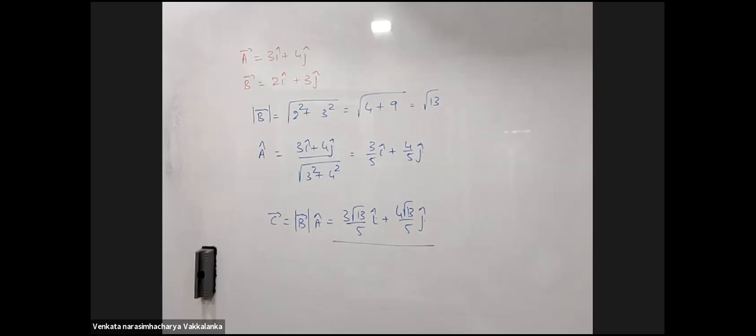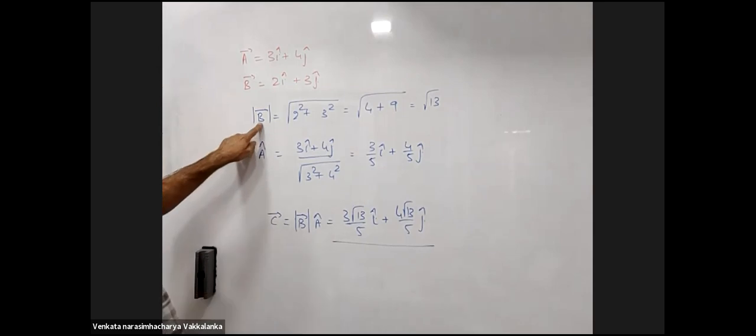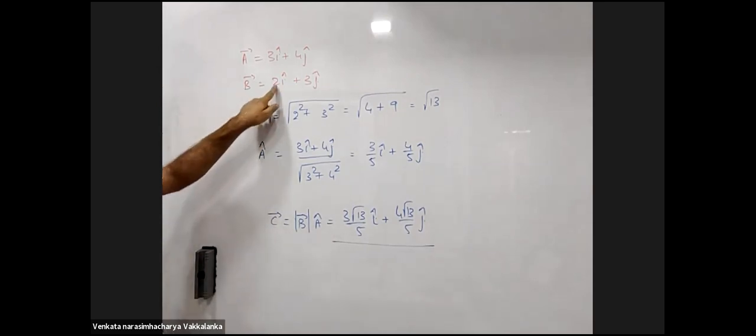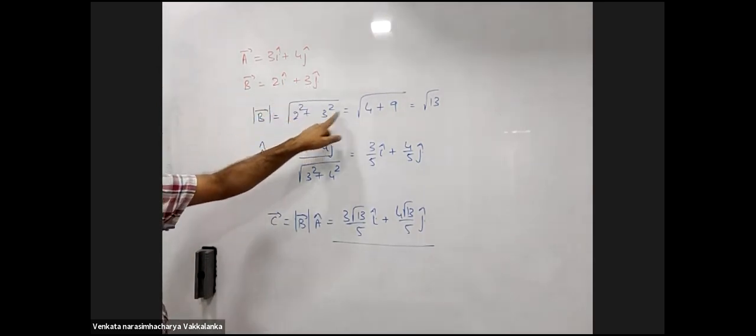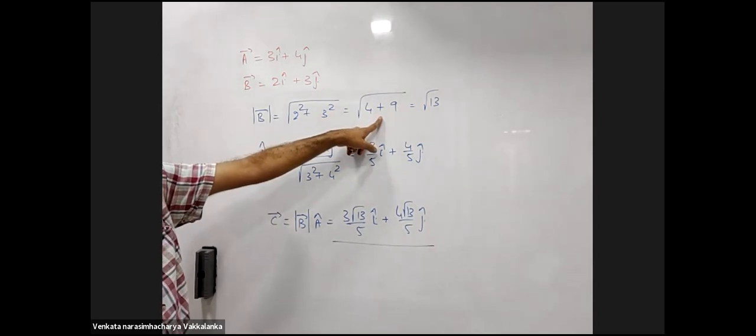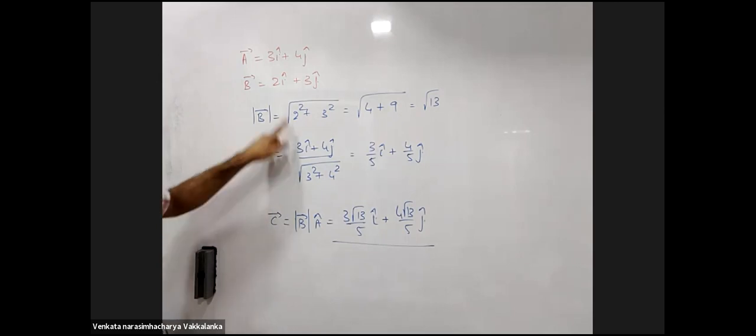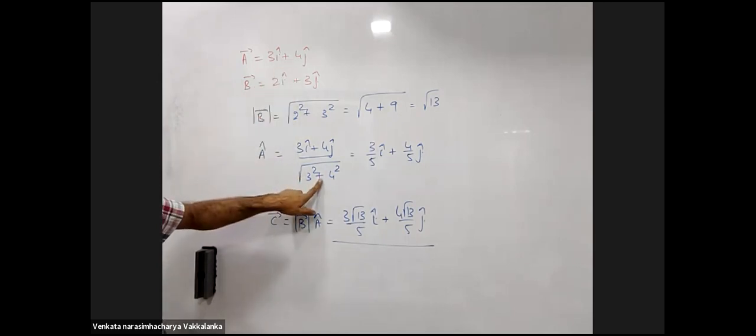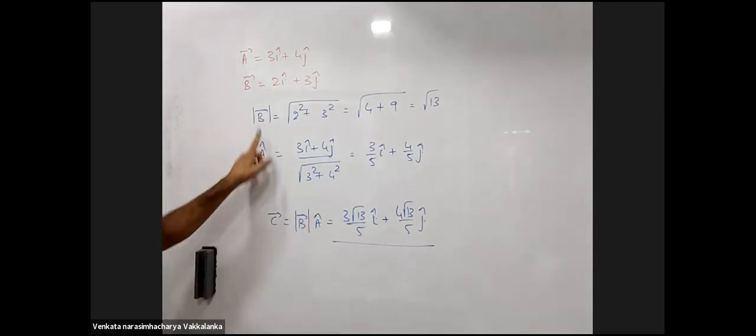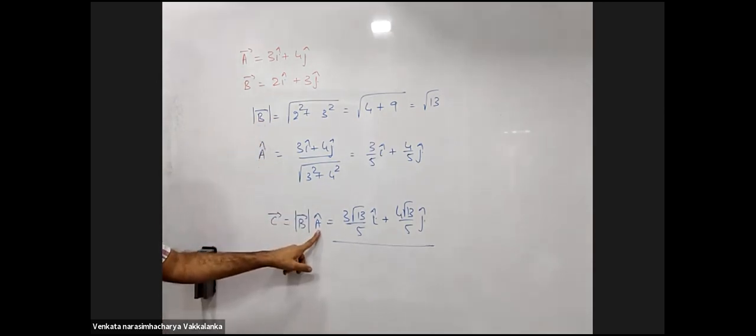Done, sir. Sir, can you explain this again? Magnitude of B is root over of this square plus this square, right? Yes. Direction of A will be vector A divided by its magnitude. Okay. Yes, sir. Magnitude of B, direction of A.